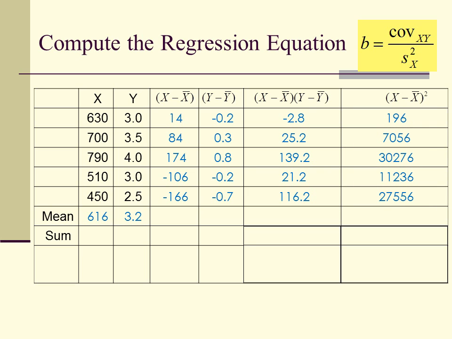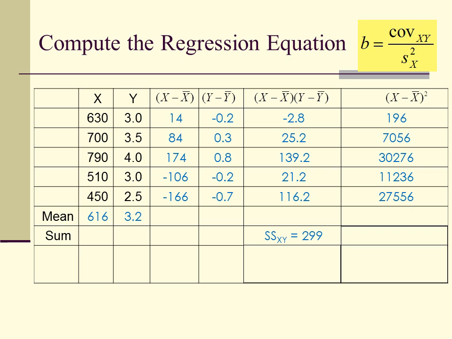To compute the variance of x, we need to find out the squared deviation scores for x. So in the last column, we square each deviation score of x. 14 squared is 196. 84 squared is 7056. Then we'll have 30276, 11236, and the last one is 27556.